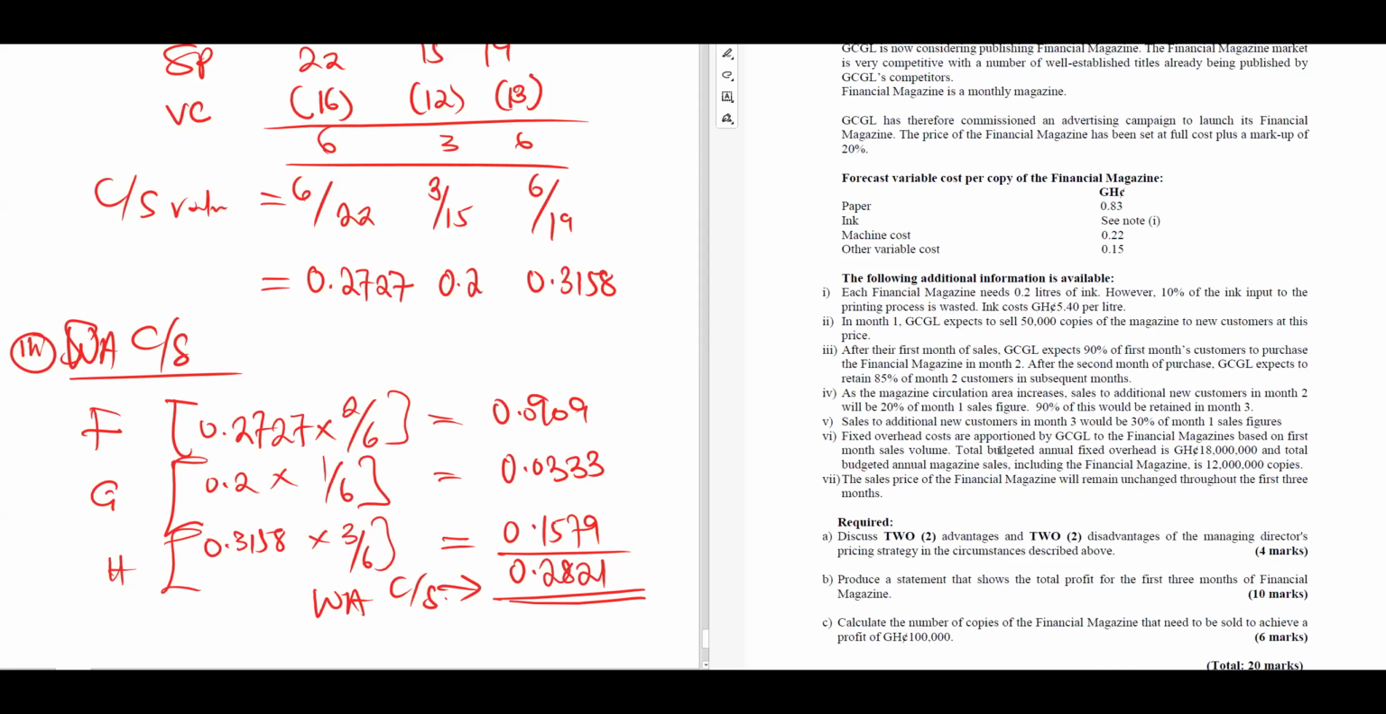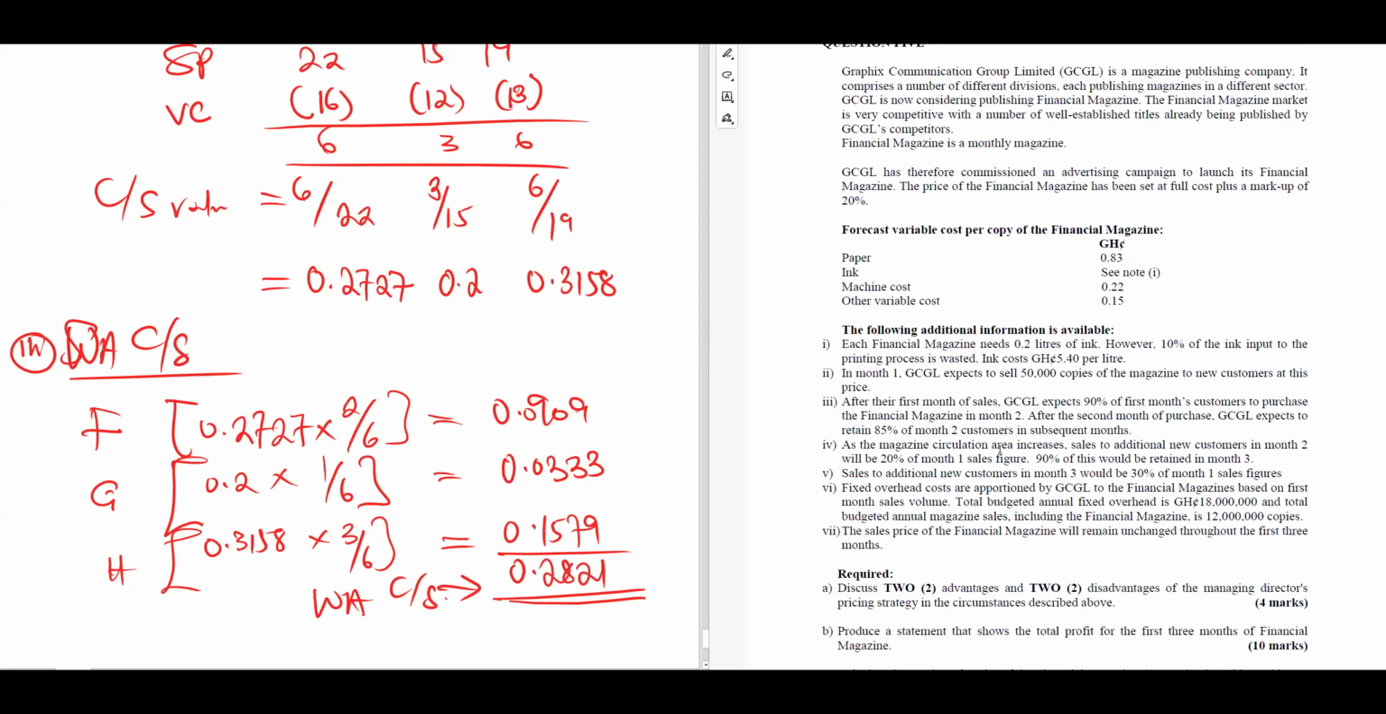Okay. It says, Graphics Communication Group Limited is a magazine publishing company, and it comprises a number of different divisions, each publishing magazine in a different sector. GCGL is now considering publishing a financial magazine. The financial magazine market is very competitive with a number of well-established titles already having been published by GCGL's competitors. Financial magazine is a monthly magazine, and GCGL has therefore commissioned an advertising campaign to launch its financial magazine. The price of the financial magazine has been set at full cost plus a markup of 20%.